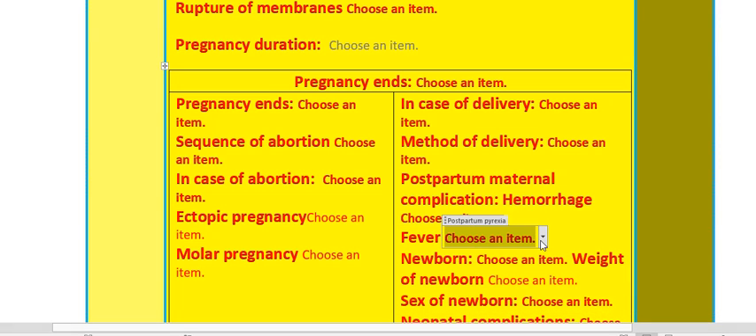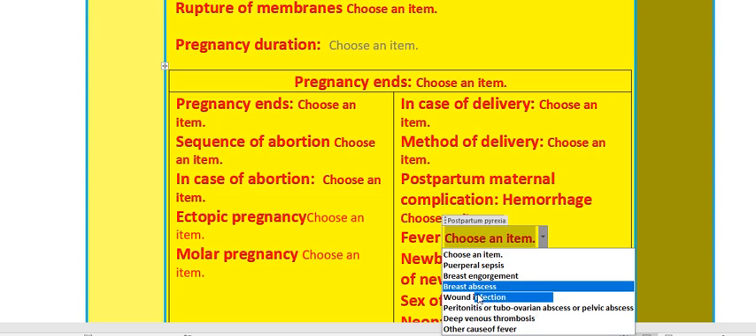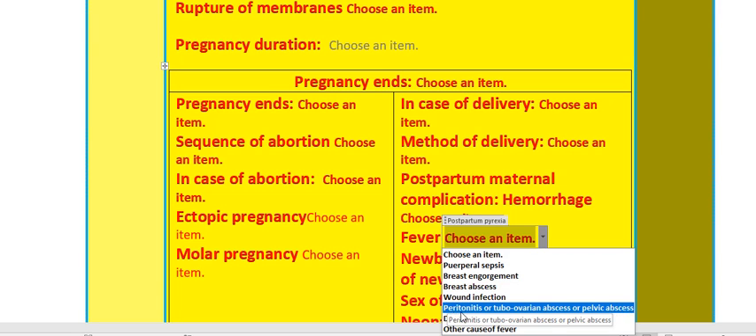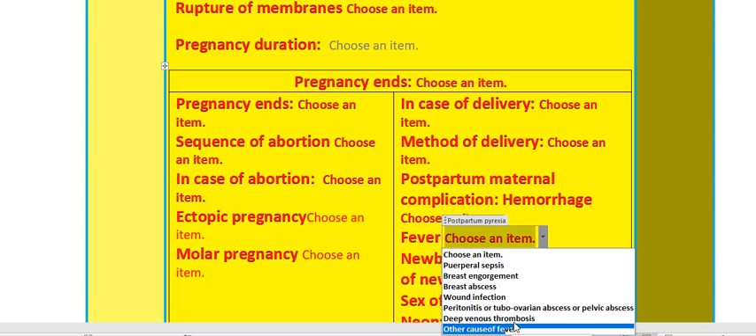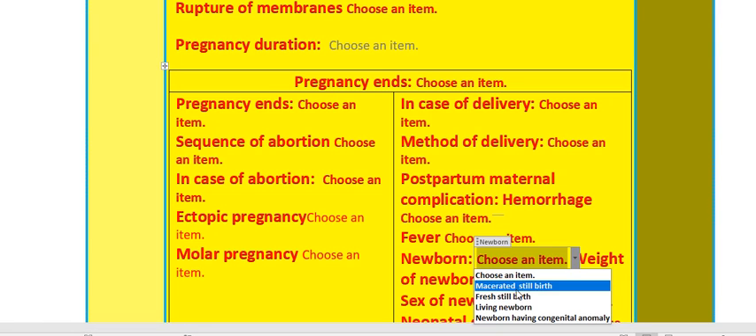And the patient develops fever. This fever is due to puerperal sepsis or breast engorgement or breast abscess or wound infection, peritonitis, venous thrombosis, or other causes of fever. The newborn is either stillbirth or living, and newborn with congenital fetal anomaly.